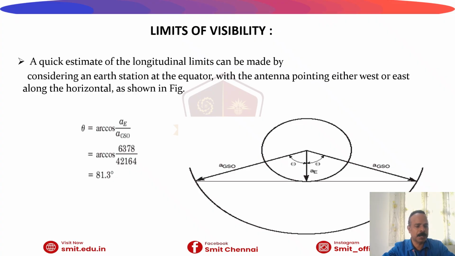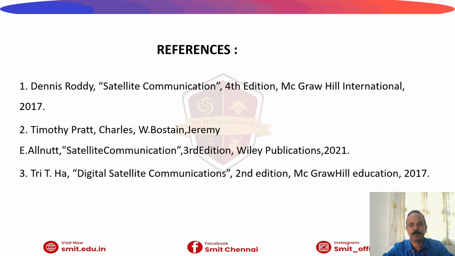If the antenna points towards the east or west horizon, it reaches the visibility limit. Beyond this point, the satellite cannot be seen. This defines the coverage boundary. The Earth stations outside this boundary cannot communicate with the satellite. This concept is important when designing satellite communication systems.